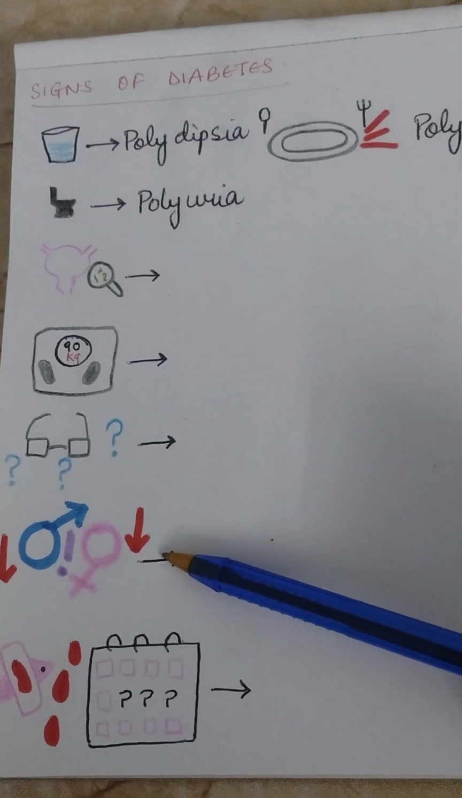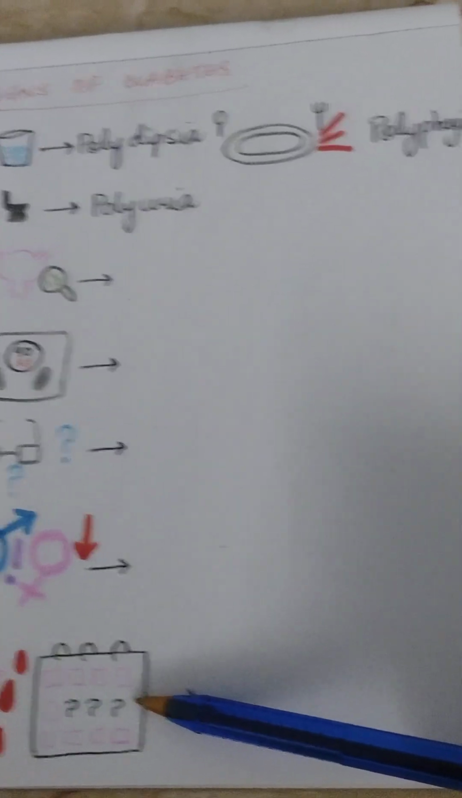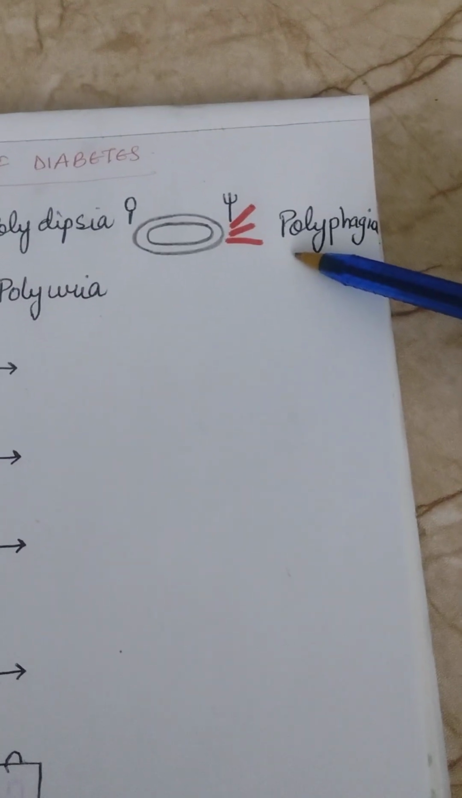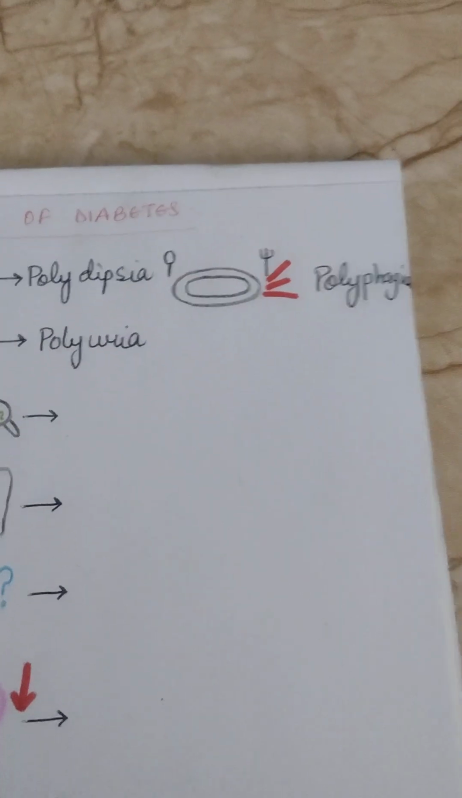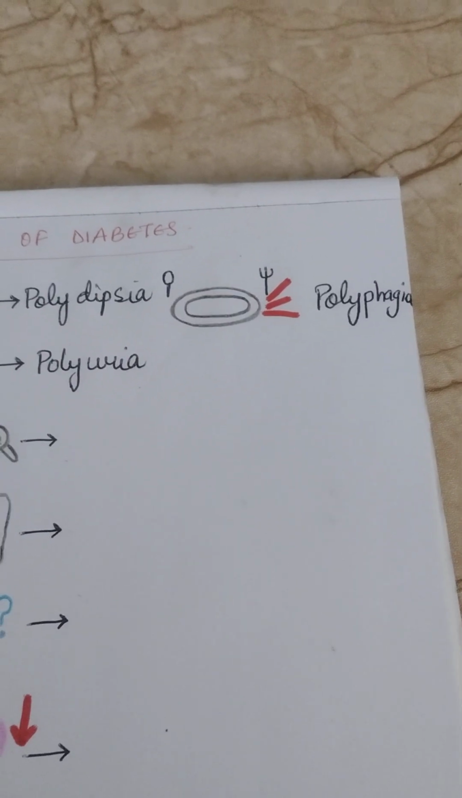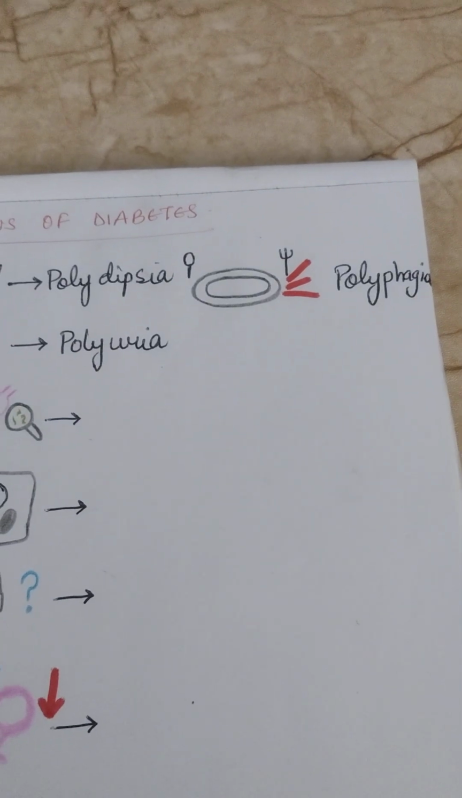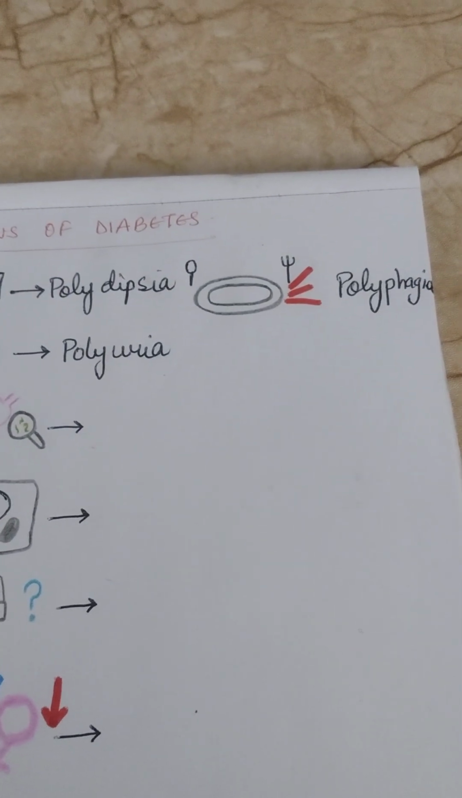Then low sex drive is there in the patients. Then changes in the periods. Then excessive hunger will be there for the patient, which is known as polyphagia. There are skin changes in the patient. You can see a blackish discoloration in the patients, which is known as acanthosis nigricans.